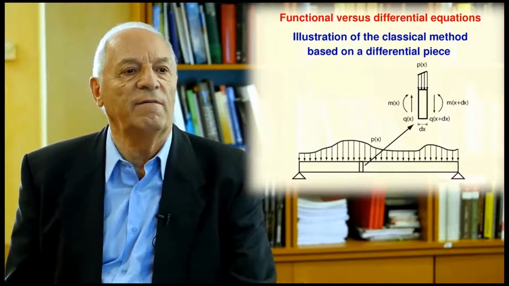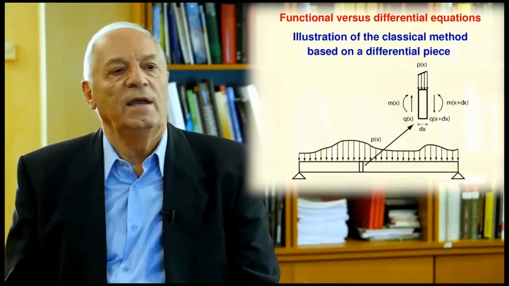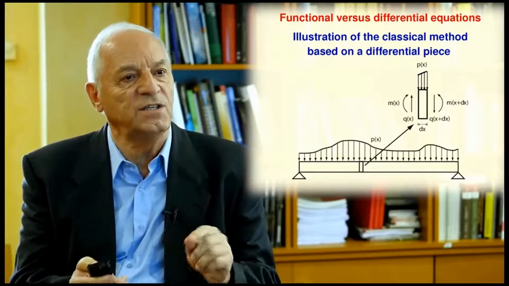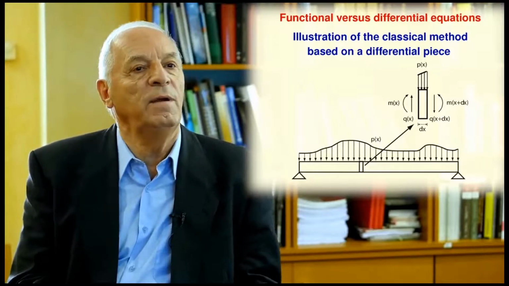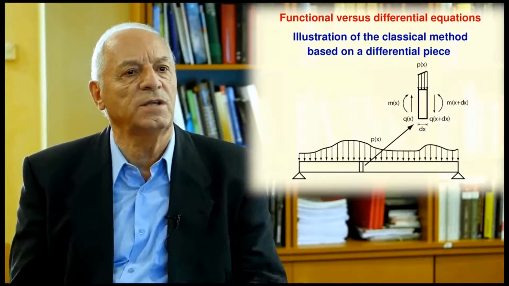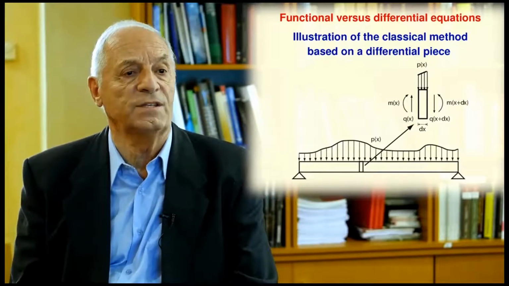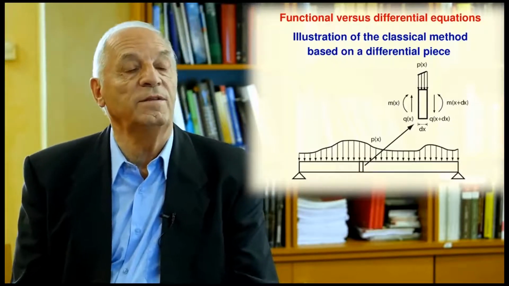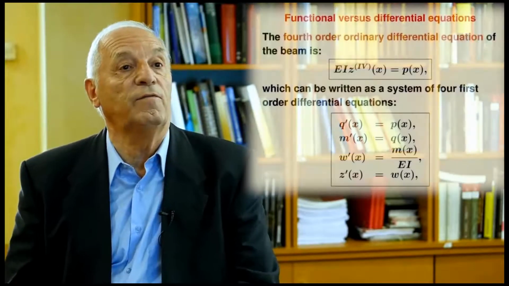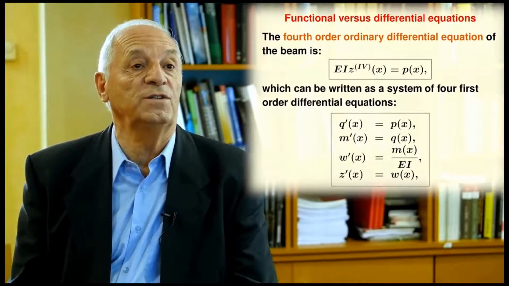What I do is I take a very small piece of the beam, I remove the sides, and I replace the effect these sides have on the piece by adding bending moments, shear stresses, and also the load and the axial forces. And then I establish the equilibrium of moments, the equilibrium of forces, vertical and horizontal forces, and then I get the differential equation. I get a fourth-order ordinary differential equation.